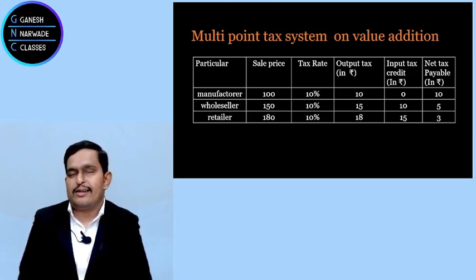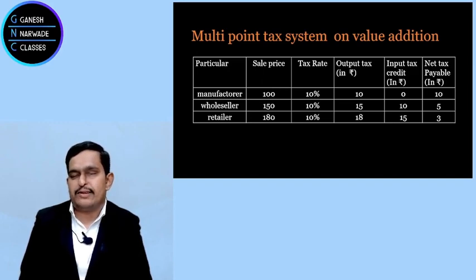So that's why, wholesaler computation I am telling again. So 150 is the sale value, 10% is the rate of tax, output tax becomes 15 and already paid 10 rupees, correct? So it becomes input tax credit. Now 15 minus 10, 5 rupees is what wholesaler will pay to government.